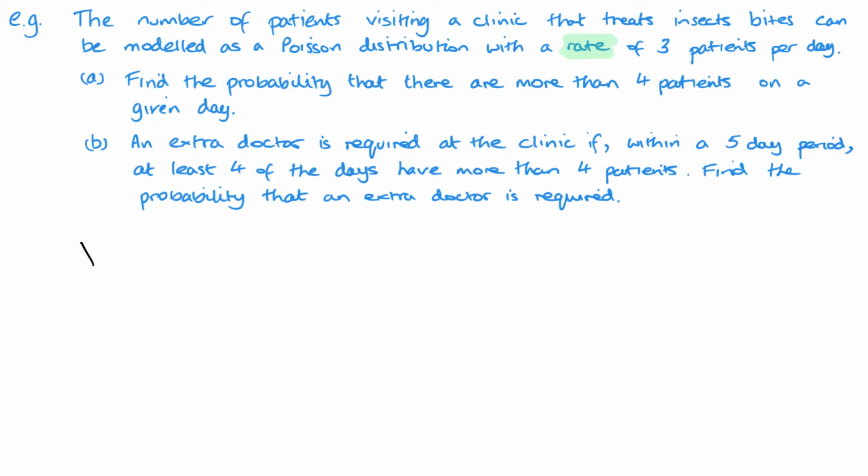So let's look at our actual distribution. We're going to use X, Poisson, and our value of lambda is 3 patients per day. And for part A, what we want to find is the probability that there are more than 4 patients on a given day. So more than 4 is going to be greater than 4. And remember, we always want this with an equals within our inequality, so greater than or equal to 5. That's what we're trying to find.